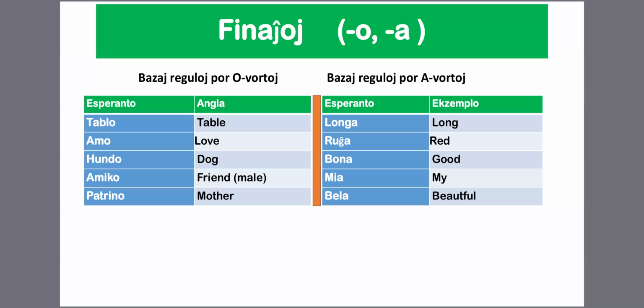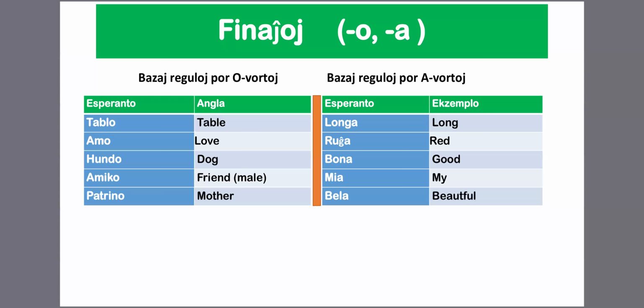Bela, beautiful. But here, this is the true difference between a noun and an adjective. I think here you can follow clearly how I make sure that you don't need to have the confusion. If you see a word finished by A, automatically you put in your mind that this is an adjective. But if you see a word finished by O, directly put in your mind that this is a noun.